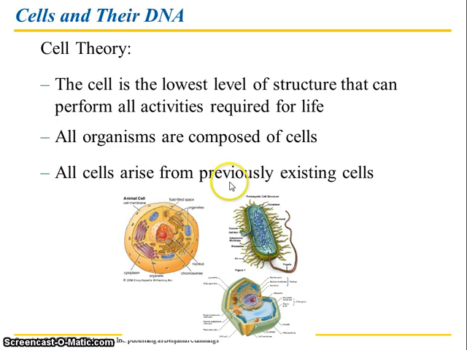The last part of the cell theory is that all cells arise from previously existing cells. So to get a new cell for an animal cell, it divides. You make two sets of DNA, you get two new copies.